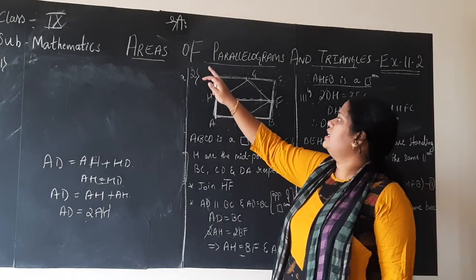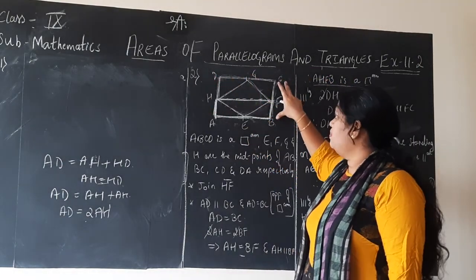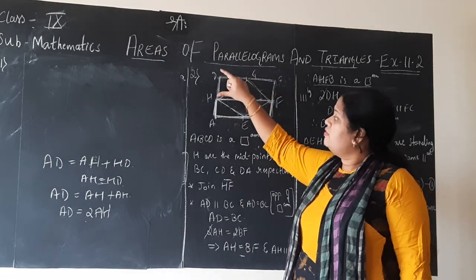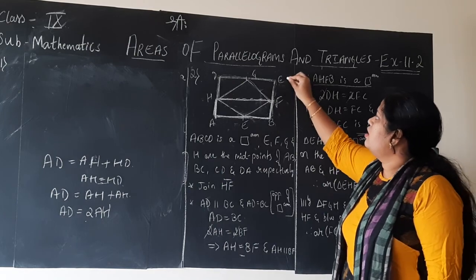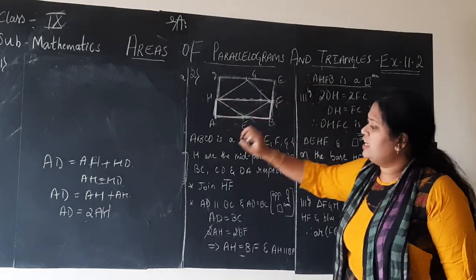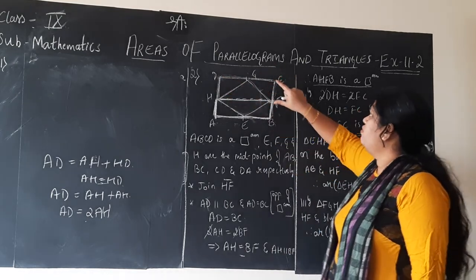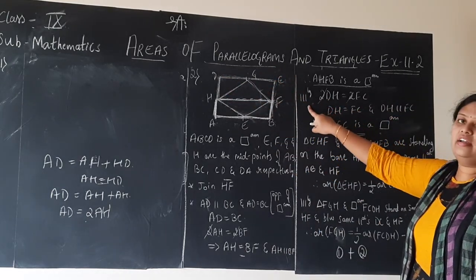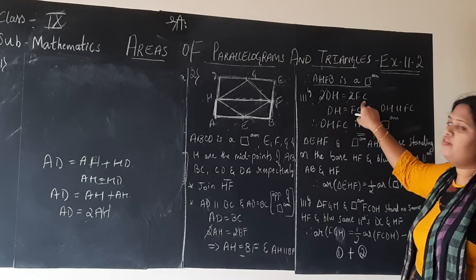There we will be considering again the same lengths AD and BC, but we will write AD in terms of DH and FC now. Previously we wrote in terms of AH and BF. Now we are writing it in terms of DH and CF. So similarly I wrote 2DH is equal to 2 times FC.